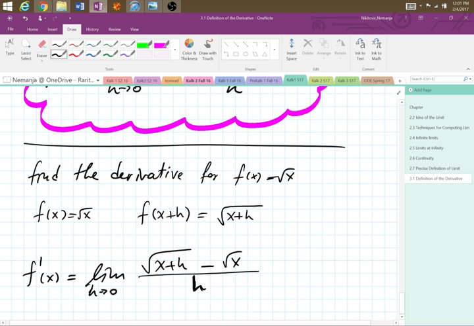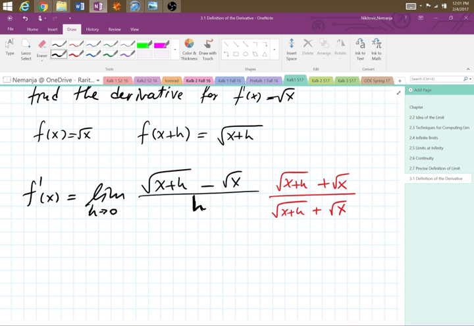I have 0 in the denominator, which means that I have to do some witchcraft here, and that would be rationalizing. So I'm going to multiply numerator and denominator by root of x plus h plus root x. And that is going to solve this. So let's go.